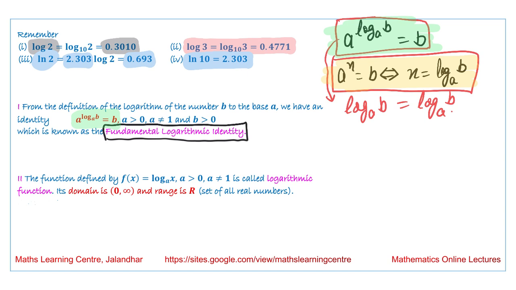And the conditions over here are a is greater than 0, a is not equal to 1, and b is greater than 0. These three conditions are very important. You should not miss these conditions.